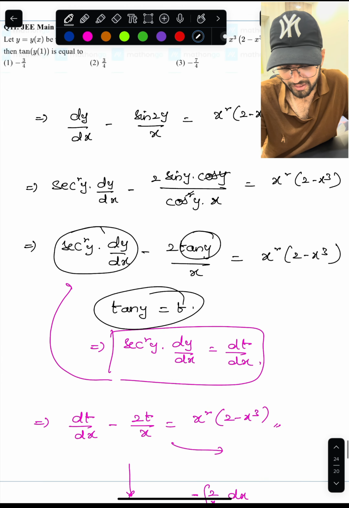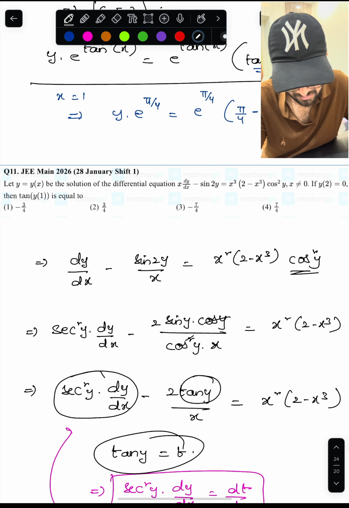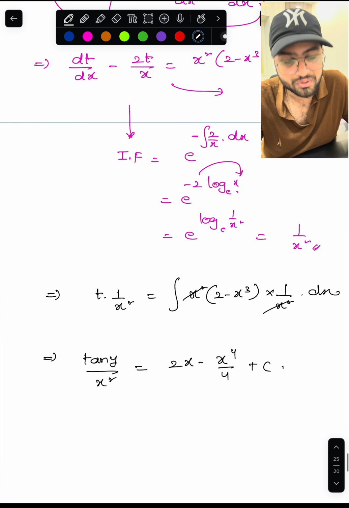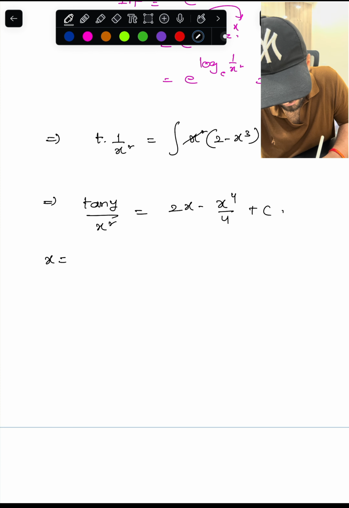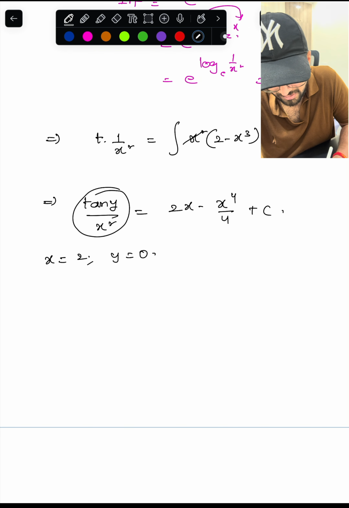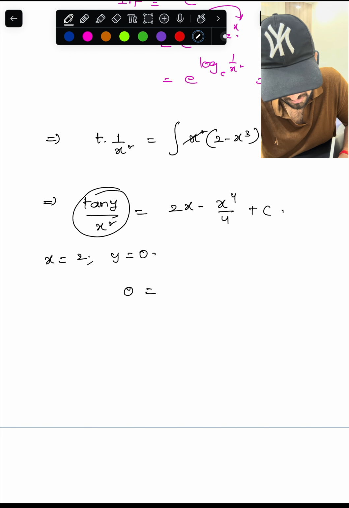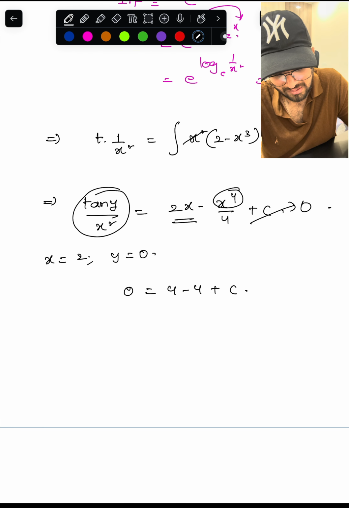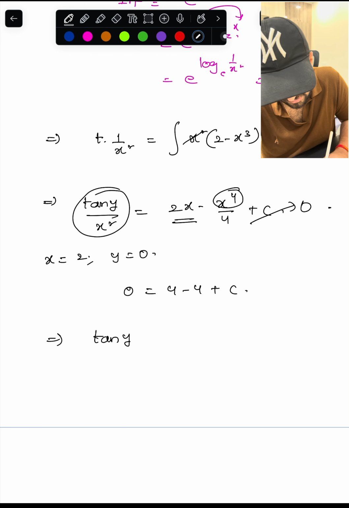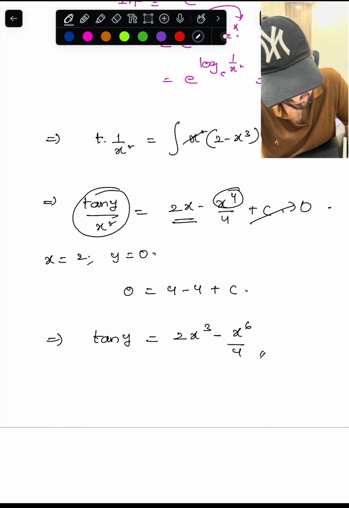Now we need to calculate the constant here. For that, y of 2 is given as 0. So x equals 2, y is 0. Substitute here. This is 0, and 0 equals 2 twos are 4 minus 2 power 4, 16 by 4, 4, plus c. So that means c is 0. So our function is tan y equals 2x cube minus x power 6 by 4.